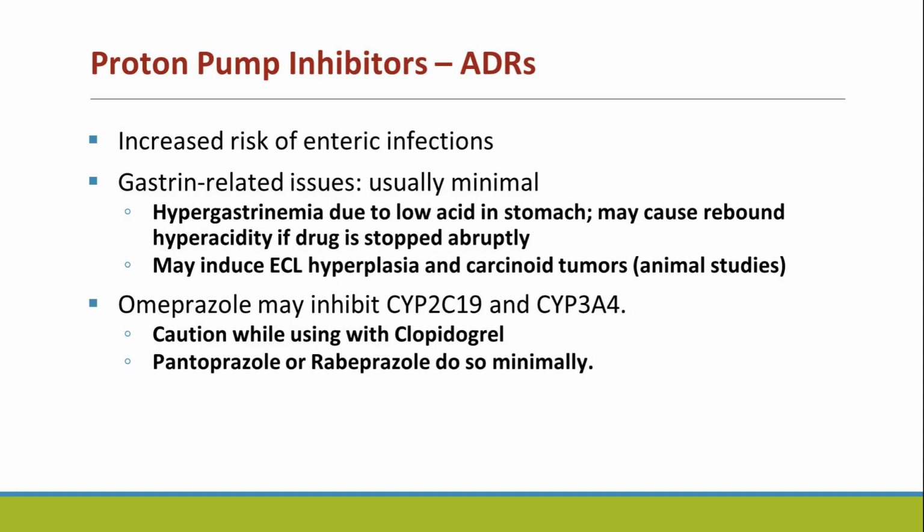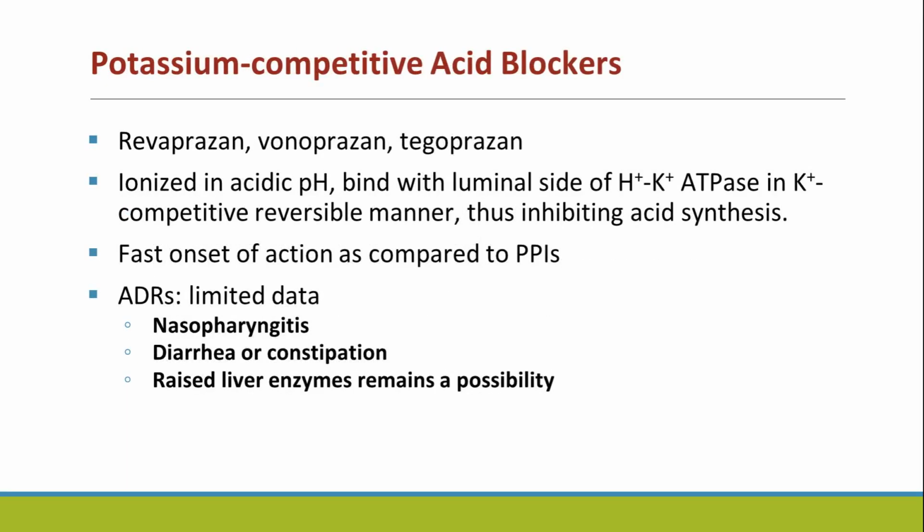Omeprazole inhibits CYP2C19 and may reduce clopidogrel activation. Pantoprazole or rabeprazole are safer alternatives. Always choose based on patient context. These are newer drugs. They block the pump reversibly but act faster. They may represent the future of acid suppression therapy.